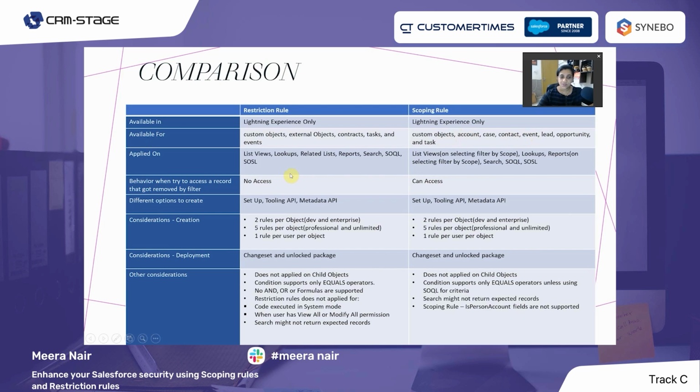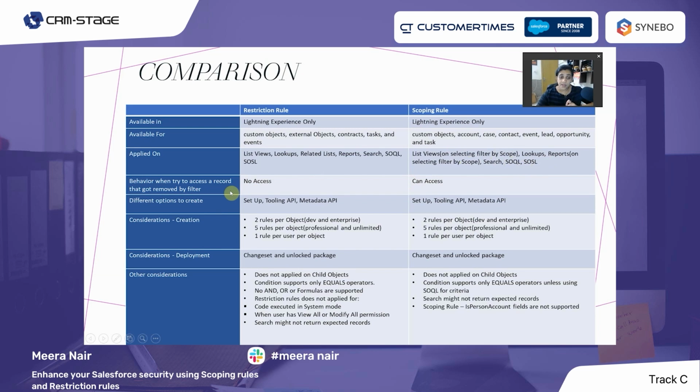And where are these rules applied? Restriction rules are applied on list views, lookups, related lists, reports, search, SOQL, and SOSL. Similar to that, scoping rule is also applied on list views, but we need to select filter by scope. Later I will be showing you that. And lookups and reports also, again enabled only when we are selecting filter by scope. And again, it is available on search, SOQL, and SOSL.